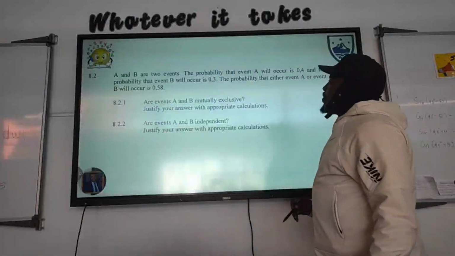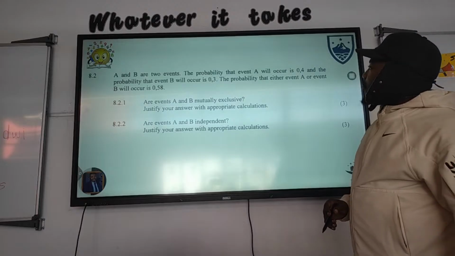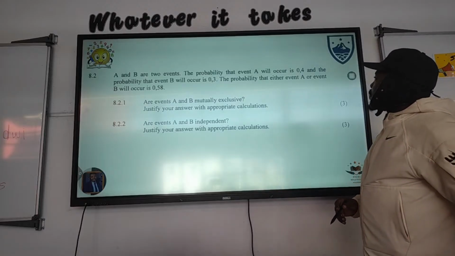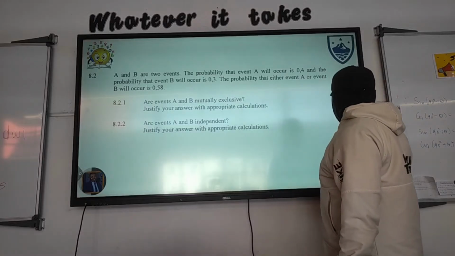Now the problem we have here: A and B are 2 events, and the probability that event A will occur is 0.4. So let us highlight this.